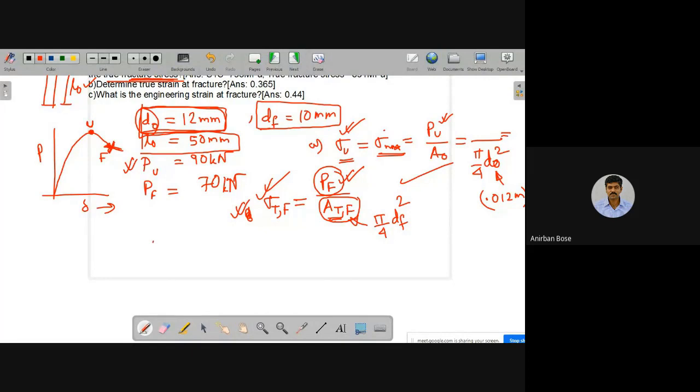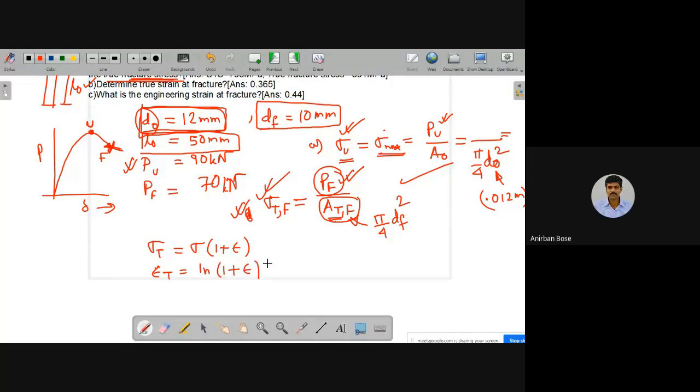You know that sigma true is equal to sigma into 1 plus epsilon, right? And the engineering strain and true strain relationship that we know is epsilon true equals ln of 1 plus epsilon. Okay. So we know these two relations.